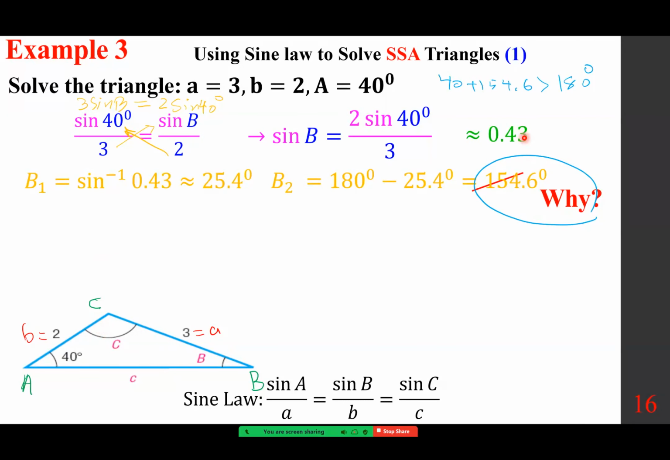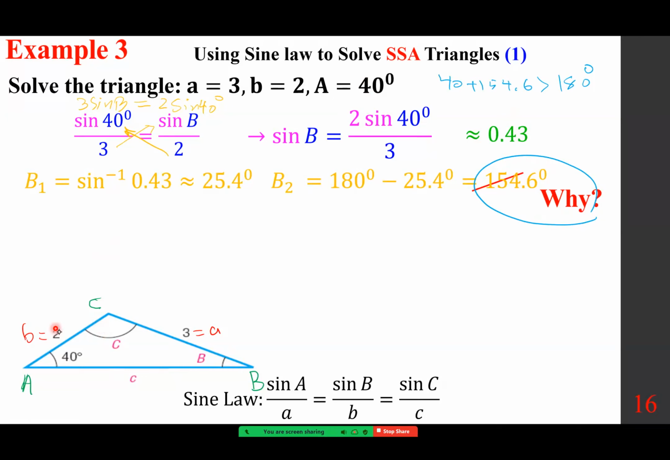The third case is when this number is larger than 1. If sine is larger than 1, it can't be. Remember, sine is between -1 and 1. Then there is no case. So you could have one solution, as is the case here. You could have two solutions if the sum of these two would be less than 180. And the third case happens when this number is larger than 1, it doesn't work. So in this case, we prove this one doesn't work.